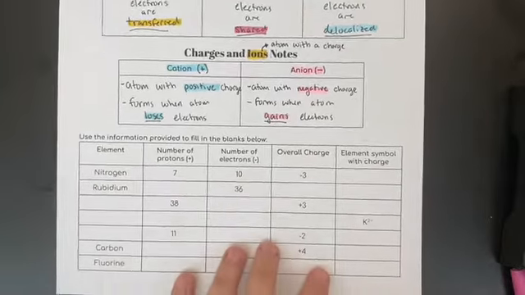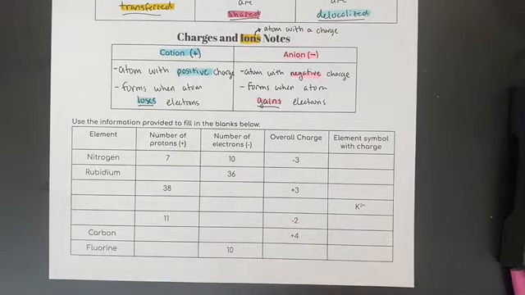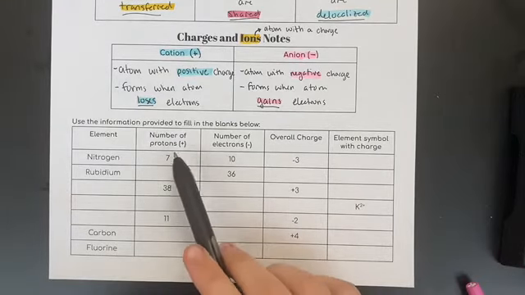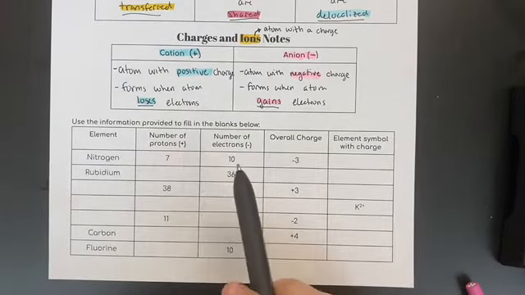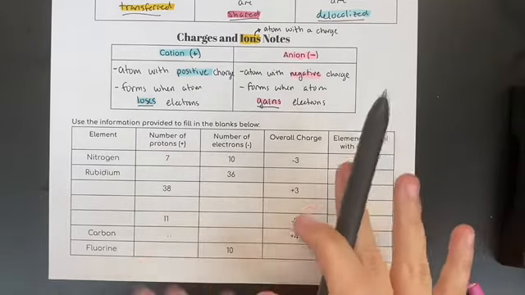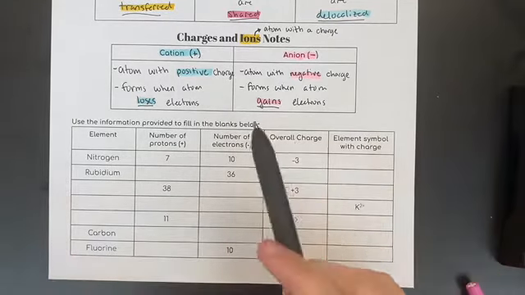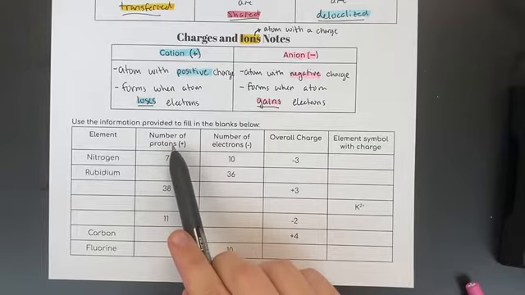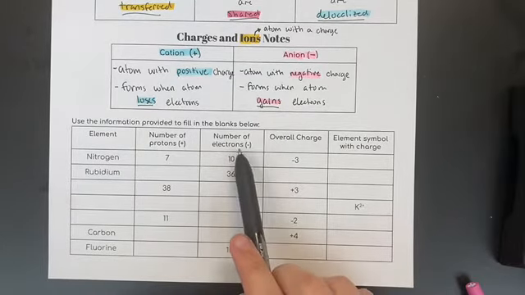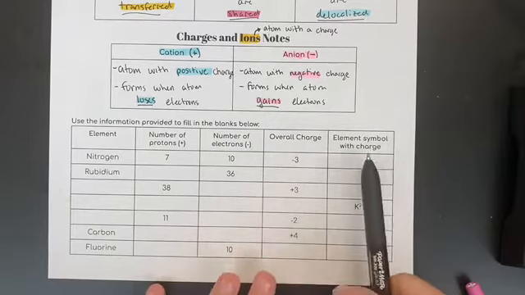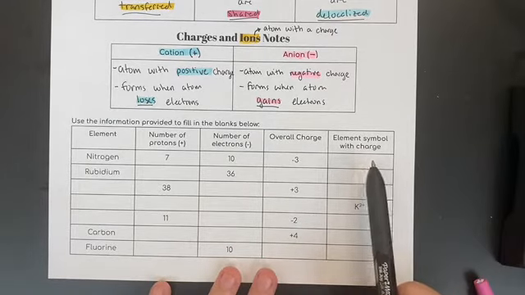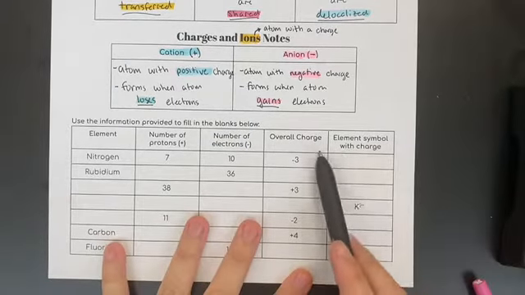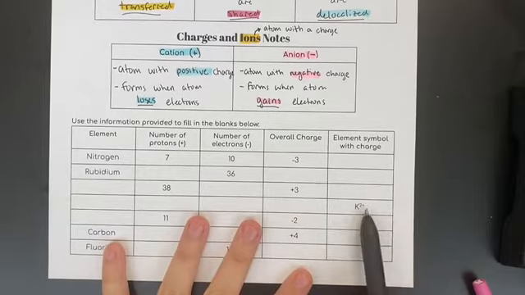Now that we know what ions are, we can use that information to fill out this chart. This looks very similar to the one you had to do before, where we fill in protons, neutrons, and electrons, but this one is not going to have to do with neutrons, because remember, neutrons don't have a charge, so they don't have anything to do with our ions. But we do have to fill out our number of protons, number of electrons, what our charge is, and then what the element symbol with the charge would look like. Anytime an atom has a charge, we're going to write it as a superscript like this.